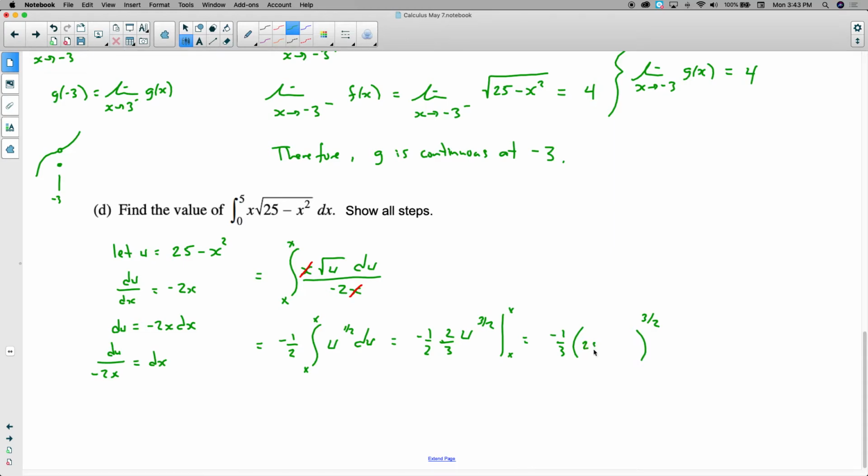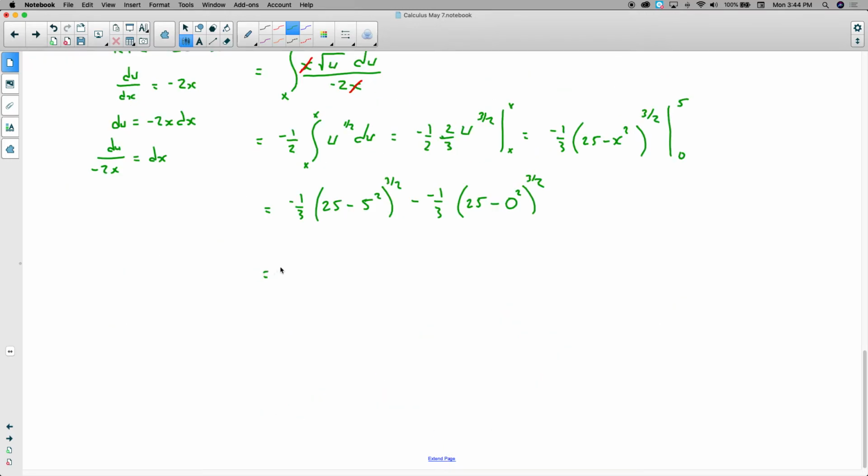So that's negative 1/3 u to the 3/2. U was 25 minus x squared. And that's running from, now I'm putting them back in since I did my back substituting. Okay, so by the fundamental theorem of calculus, I'm now dropping in the upper limit, which is 5. And then I'm going to subtract from that. Notice my little double negative, so I'm being careful. And then I'm going to subtract from that, dropping in 0.